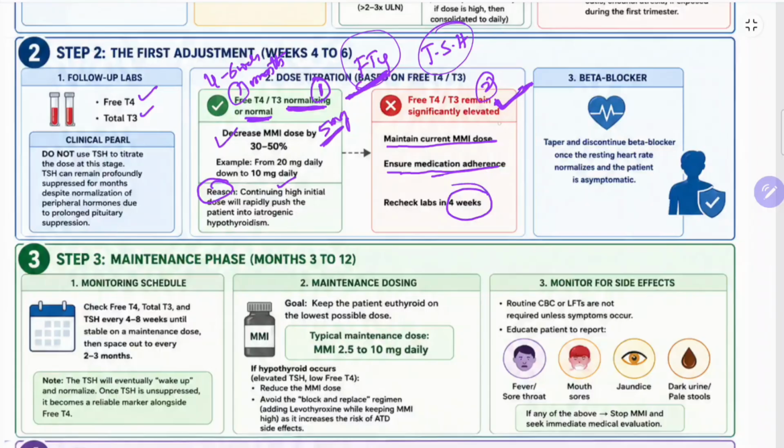See here, one point to note, here it is not given that to increase the dosage. Okay, here it is given to continue the current dosage. This is point to be noted. Current dosage should be continued.